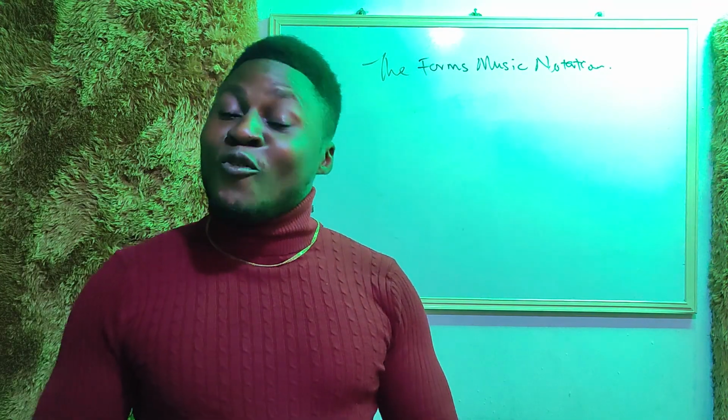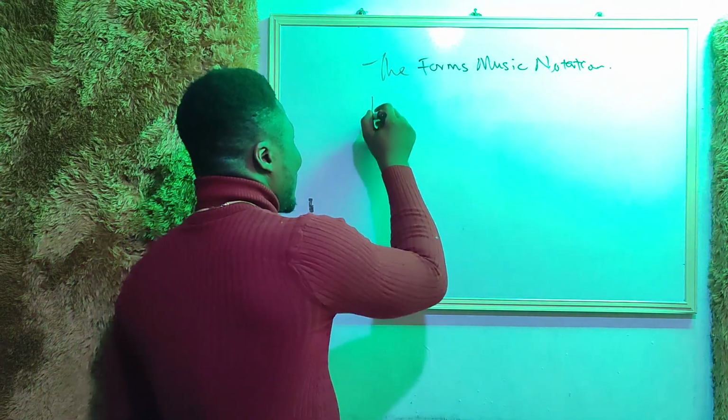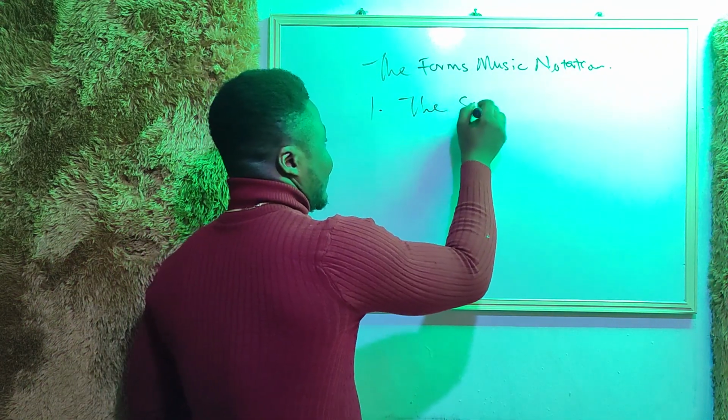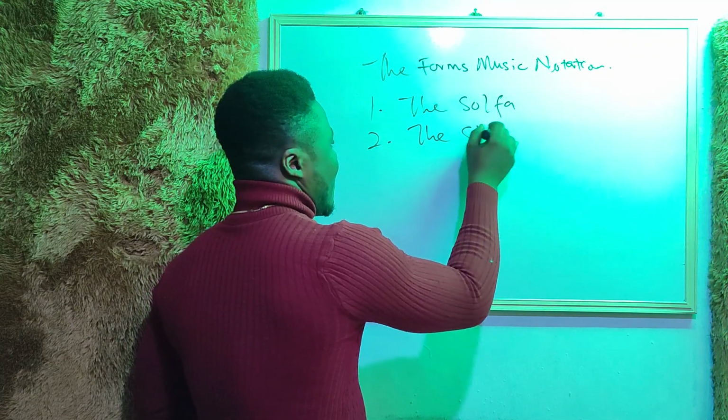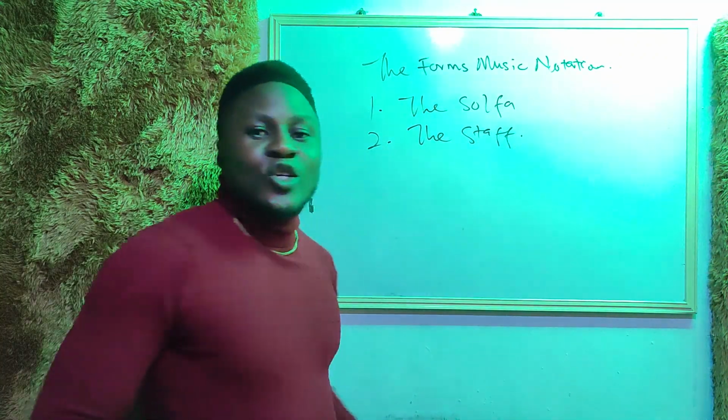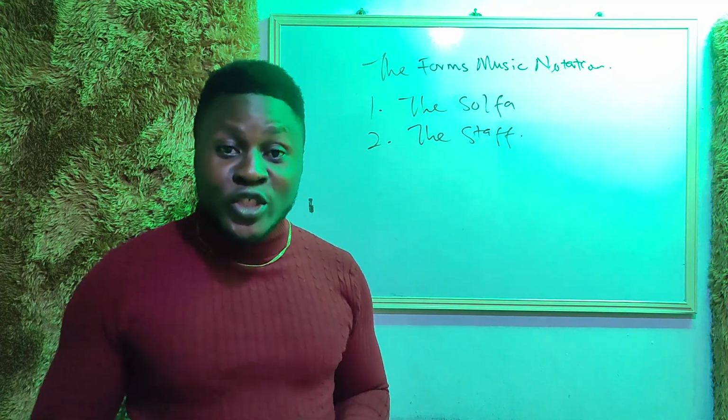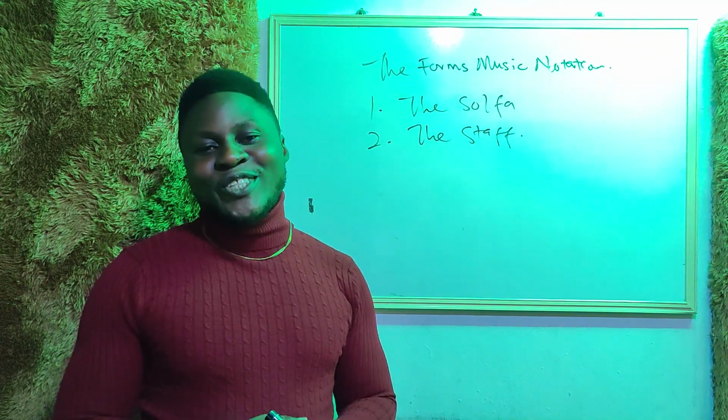There are two forms of music notation. Number one, the Solfa. Number two, the staff. So we have the Solfa notation and we have the staff notation.